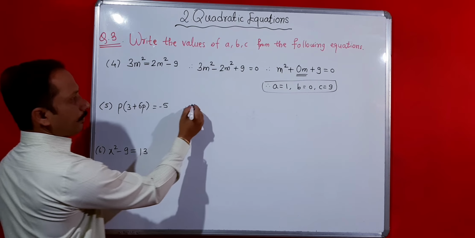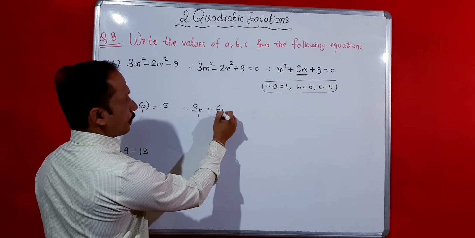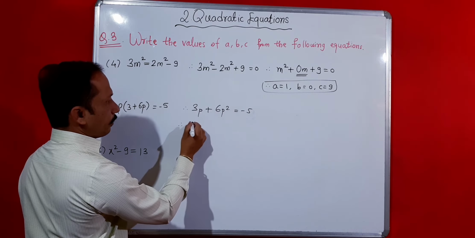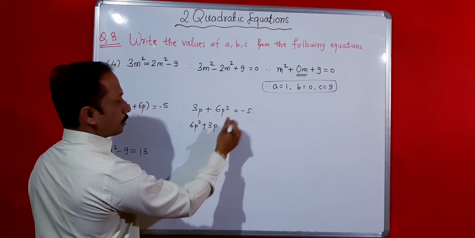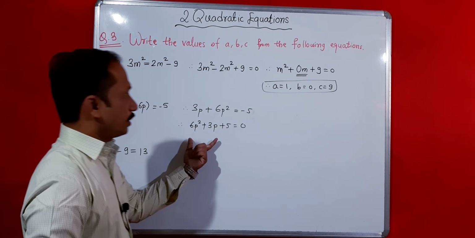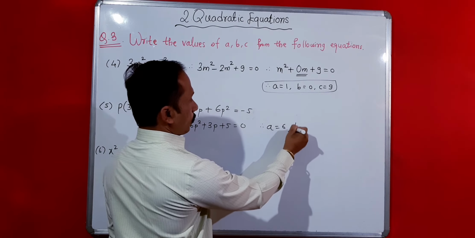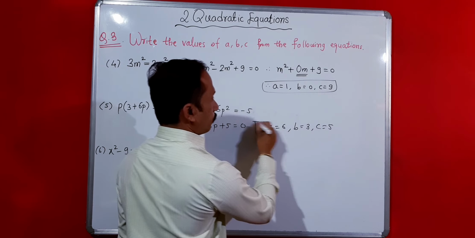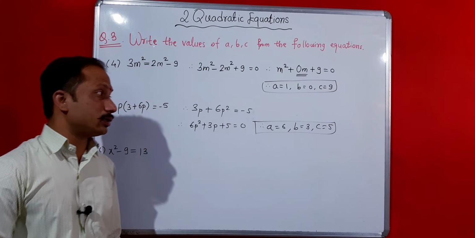3 into p, I will get 3p, and p into 6p, I will get 6p square is equal to minus 5. So rearrange, I will take 6p square first, then plus 3p, and minus 5 will be plus 5 on the LHS. Okay, so this is the given equation. Therefore a is equal to 6, b is equal to 3 and c is equal to 5. In this way you have to solve this.